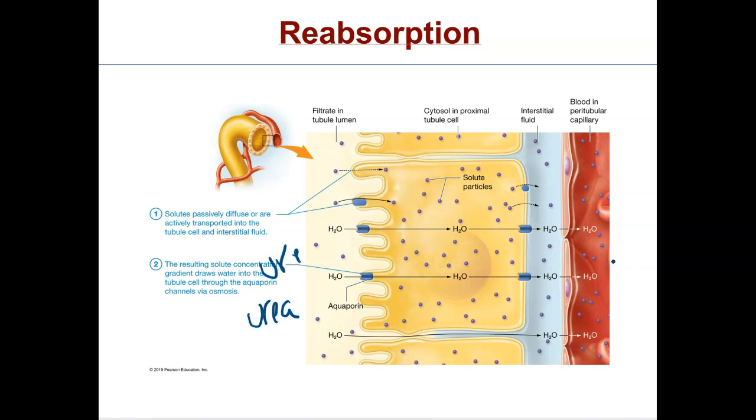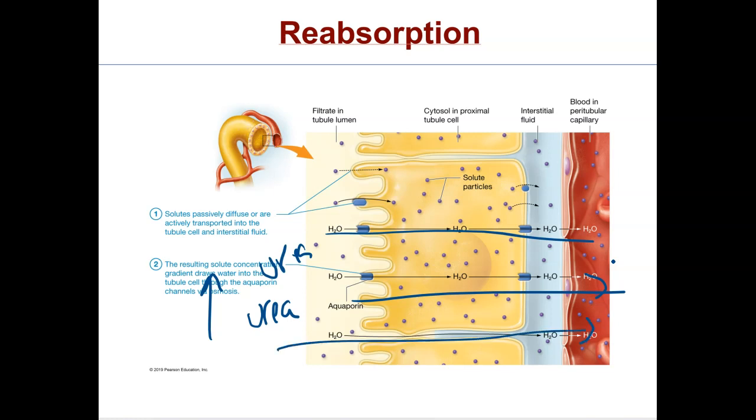And so if I have urea, but then a lot of water leaves, what that does is that increases the concentration of urea. Well, urea is lipid soluble. So what that means is it can pass through cell membranes. So now urea comes back in the blood. So we do reabsorb some urea.